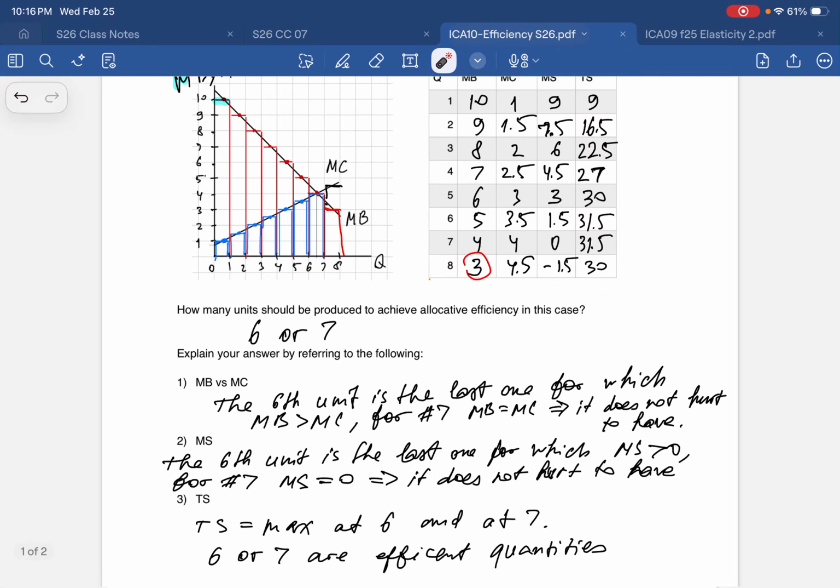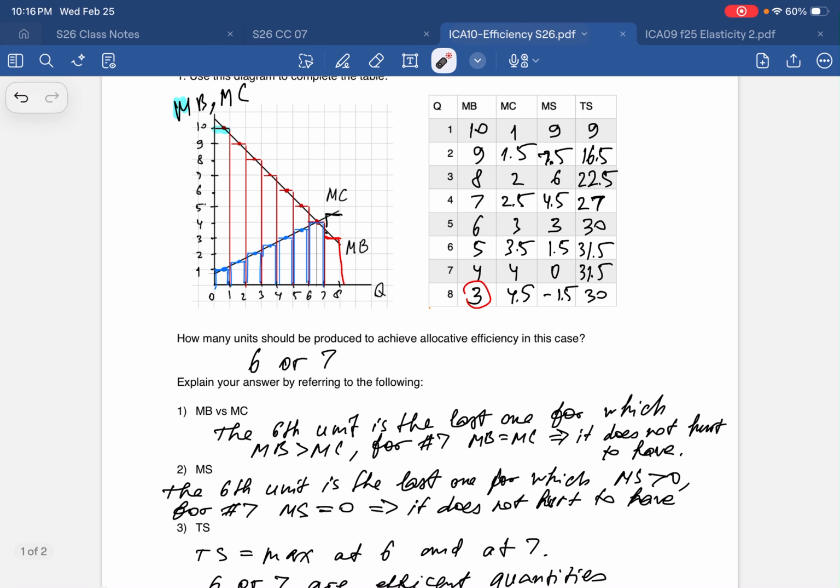And well, how many units should be produced to achieve allocative efficiency in this case? That's the question. The answer is 6 or 7. So this story has a bit of a twist. It actually doesn't have a unique quantity for efficiency, because the 7th unit adds exactly as much benefit as cost. It means it's a complete wash. So marginal surplus is 0 for this unit, which means adding the 7th unit doesn't really change anything.